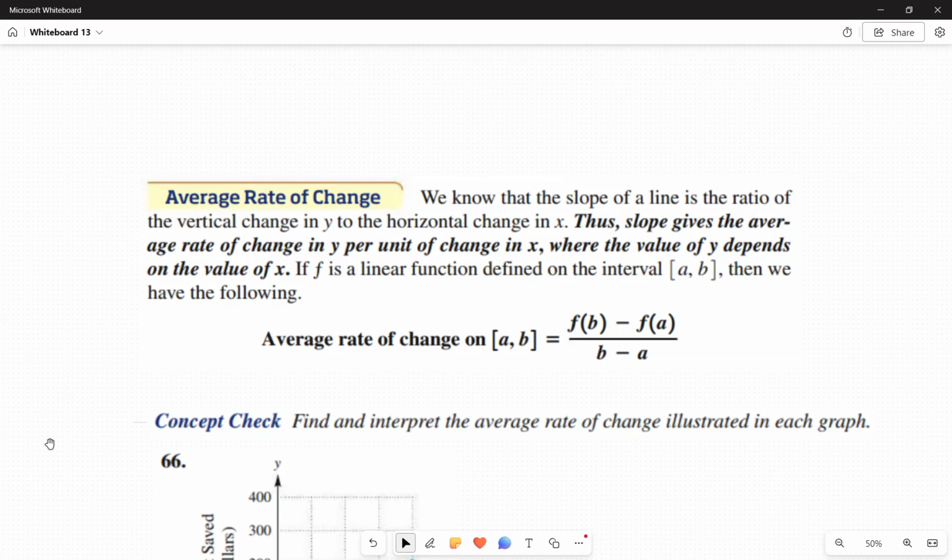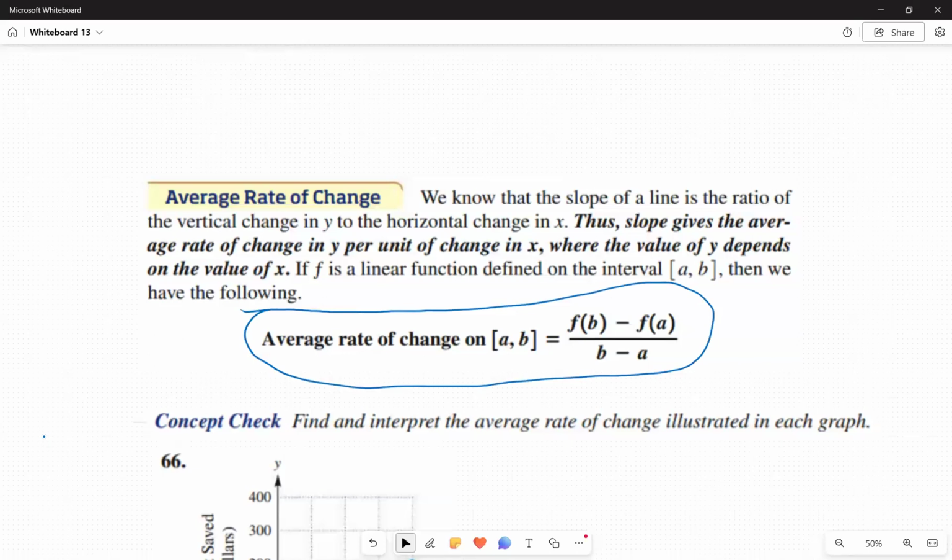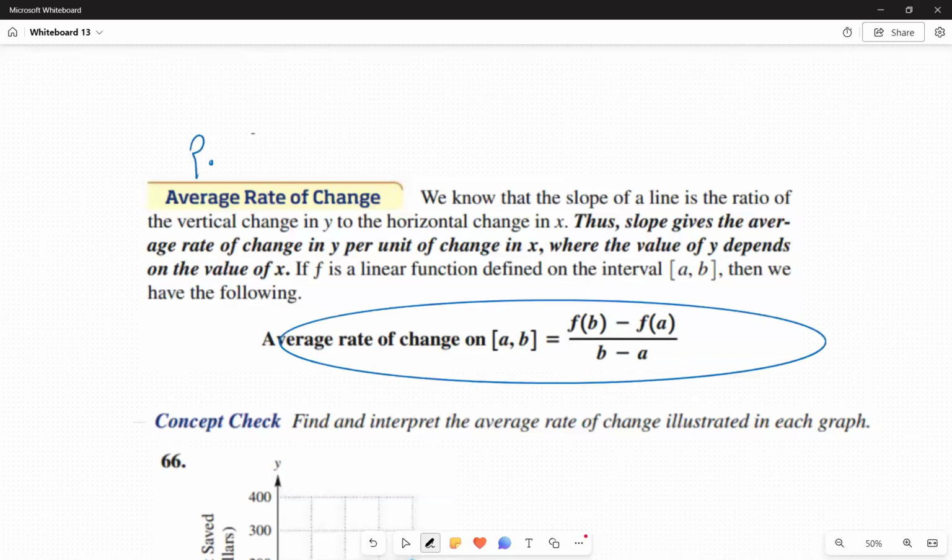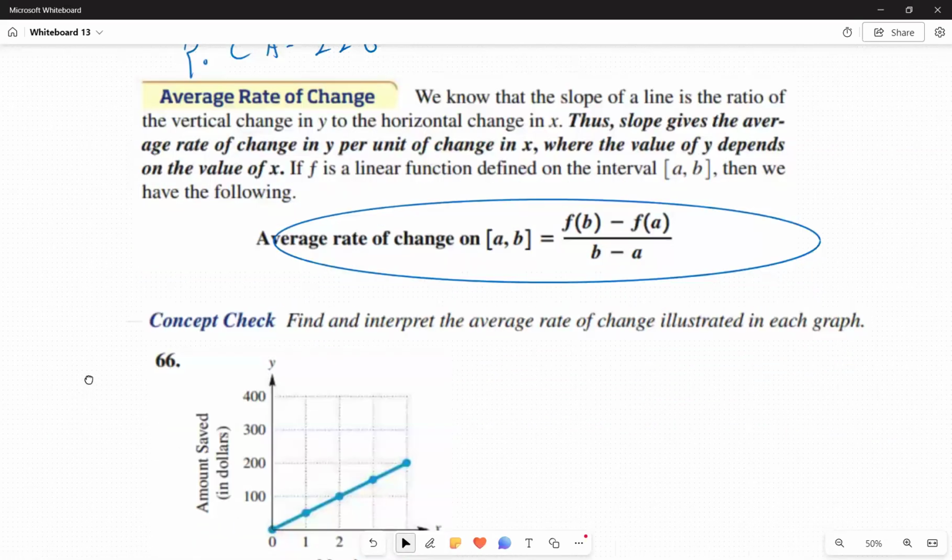The average rate of change on some closed interval a, b is f of b minus f of a over b minus a. So this is the formula for the average rate of change. I'll do a couple of applications of that. This, by the way, is on page 266.